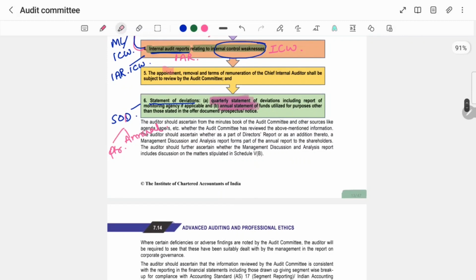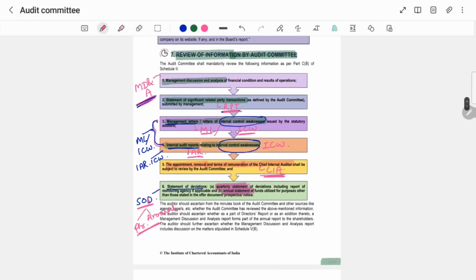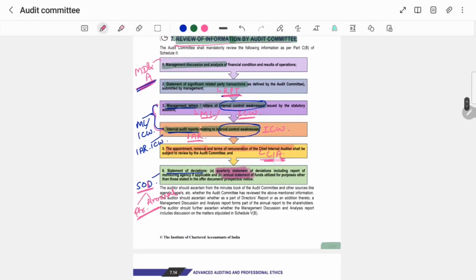Now in this one there is appointment, removal and terms of remuneration of CIA, that is Chief Internal Auditor. So this way you can try to recall every point. There is MDNA, related party transaction, management letter, internal control weakness, internal audit report, Chief Internal Auditor and SOD, that is statement of deviation, two statements, quarterly and annual. This was the review of information by audit committee.